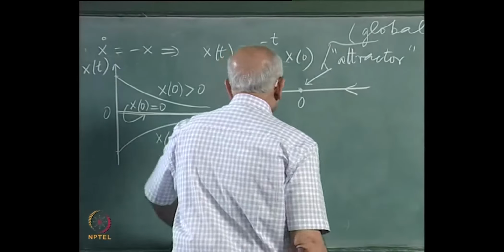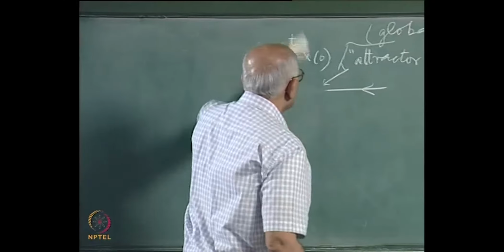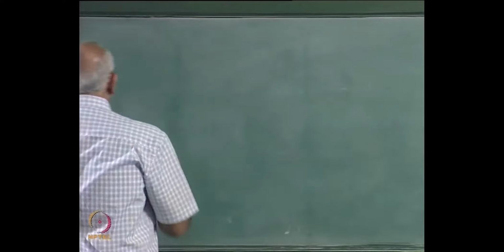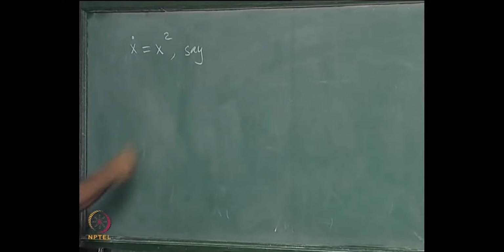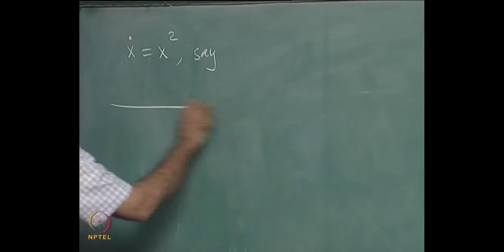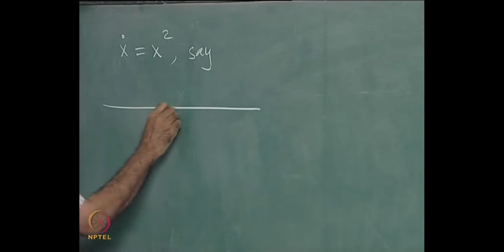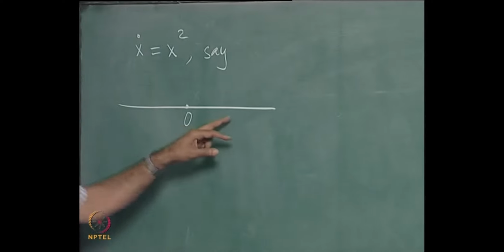For instance, let us look at the case, let us modify this flow slightly. This is a good point to actually introduce the idea of a bifurcation. So let us modify this slightly and consider x dot equal to x squared, say. What kind of solutions do you have, what kind of phase portrait would you have, where is the critical point? It is again at 0, that is the only root of x squared equal to 0, but it is a double root.